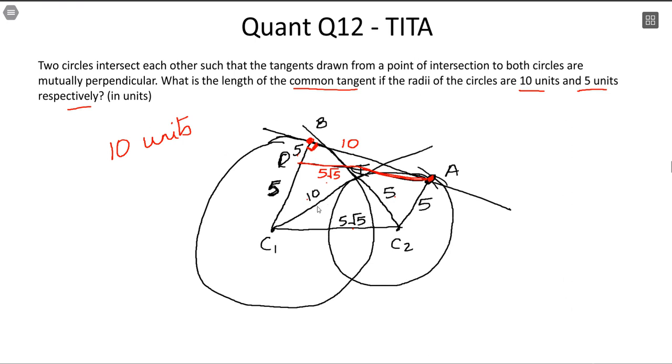I'm sorry my diagrammatic skills are not that great, but hopefully you were able to get the gist of why drawing this parallel line helps in solving it further.